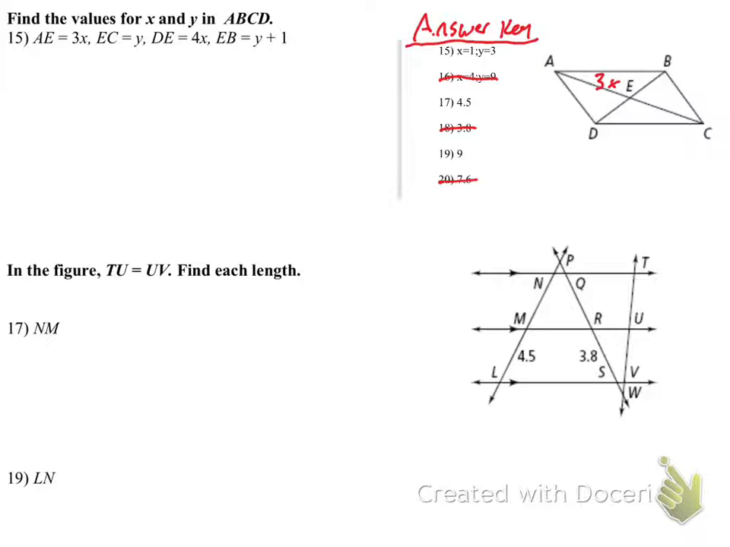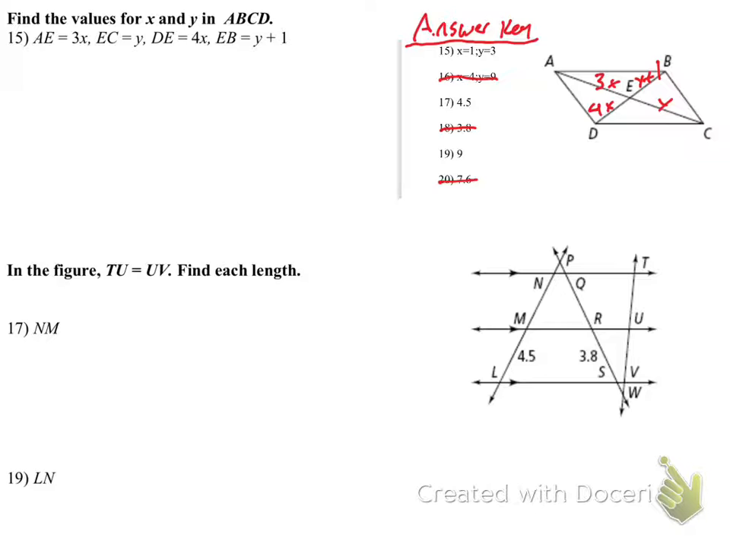EC is equal to y. DE is equal to, let's see where DE is. There's no DE. Oh yeah, that's to the center, sorry. DE is equal to 4x. And EB is equal to y plus 1. So we need to find the values for x and y in A, B, C, D.